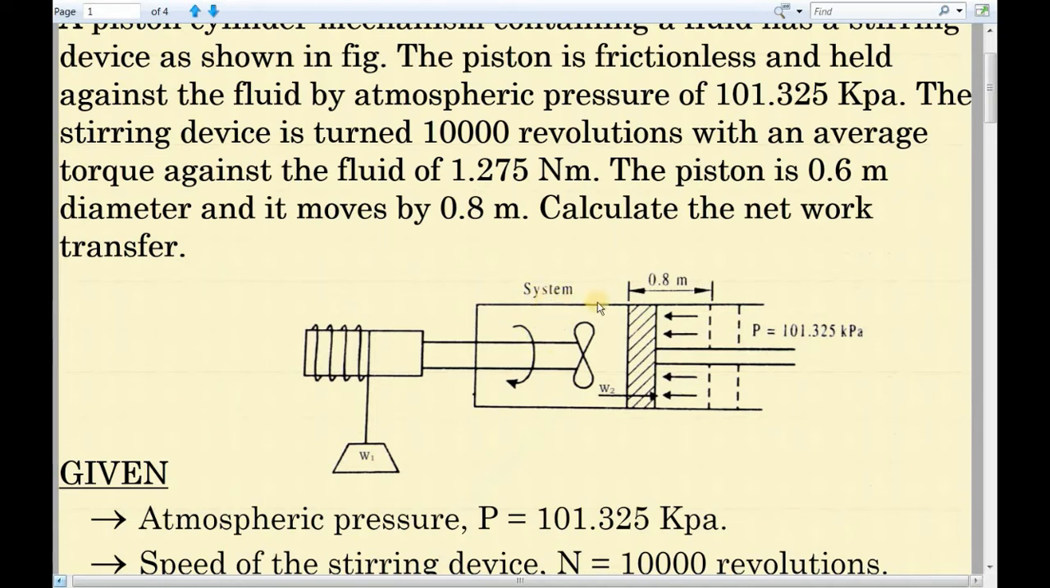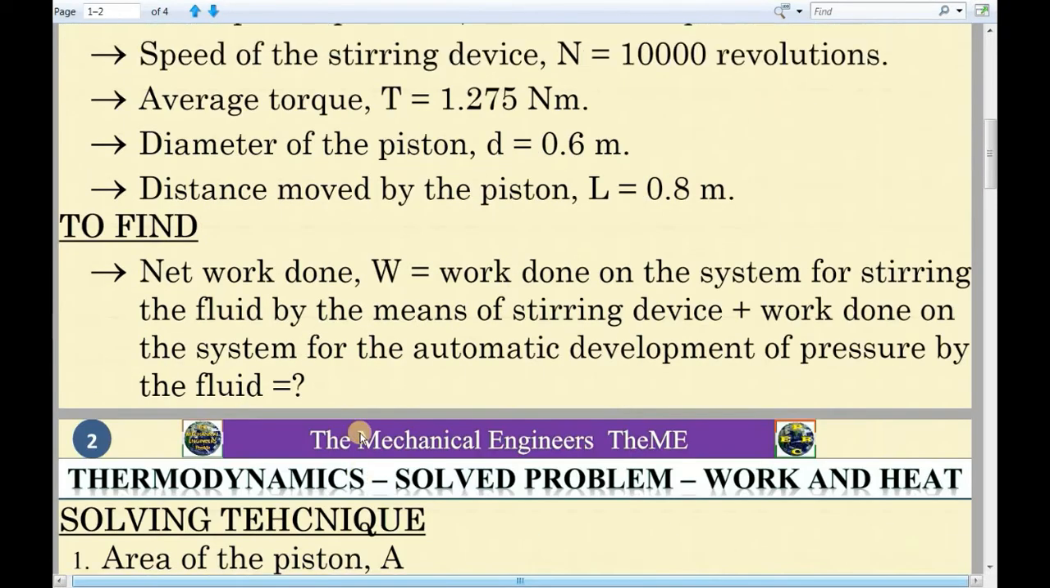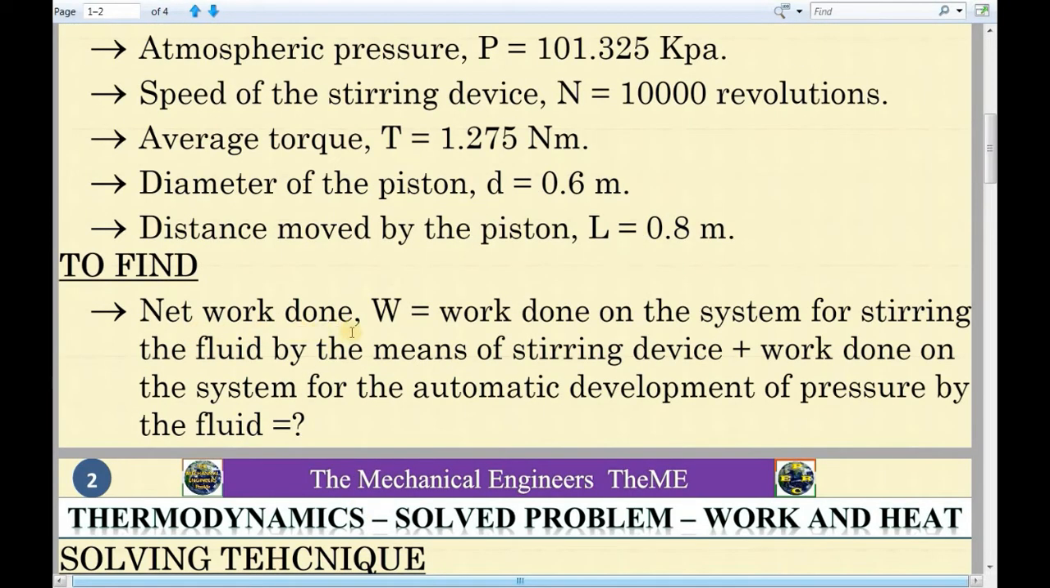Due to the steering action, the fluid will develop pressure automatically. So we can say that work is done by the system because the pressure is being developed by the fluid. So the formula for the total work done in moving the piston through a distance of 0.8 meter is equal to work done on the system for steering the fluid by means of the steering device, plus work done by the system for the automatic development of pressure by the fluid.